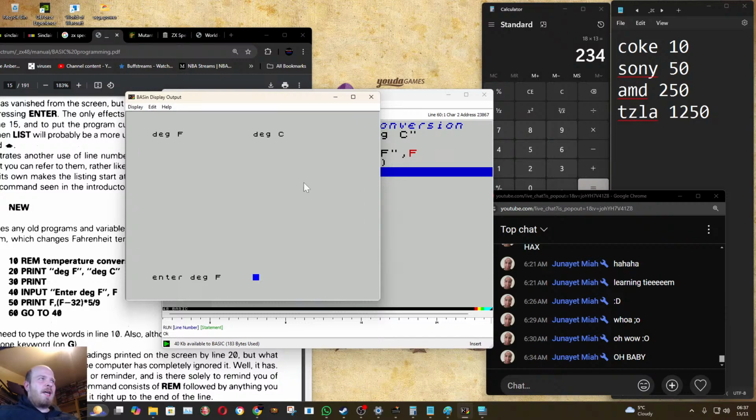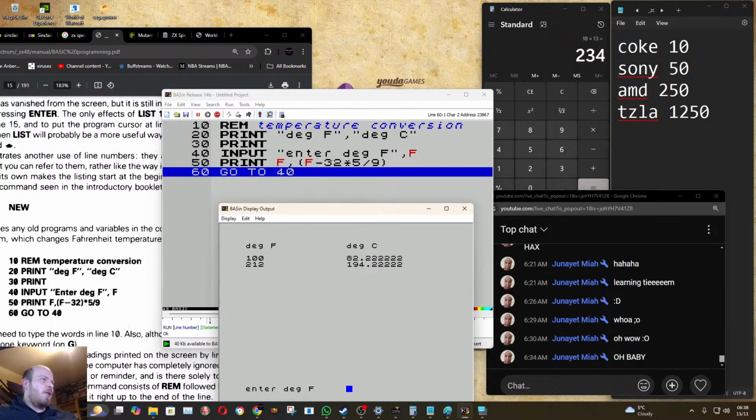Deg C, deg F, right? Enter degrees Fahrenheit, 100. So the degrees Celsius, 82. I don't believe that. That's not right, is it? That's not correct, because 212 Fahrenheit is 100 degrees Celsius. So their formula is wrong, Mia, right? Unless we've typed it in wrong. So F minus 32, yeah, I didn't do a bracket. So I messed it up, right?